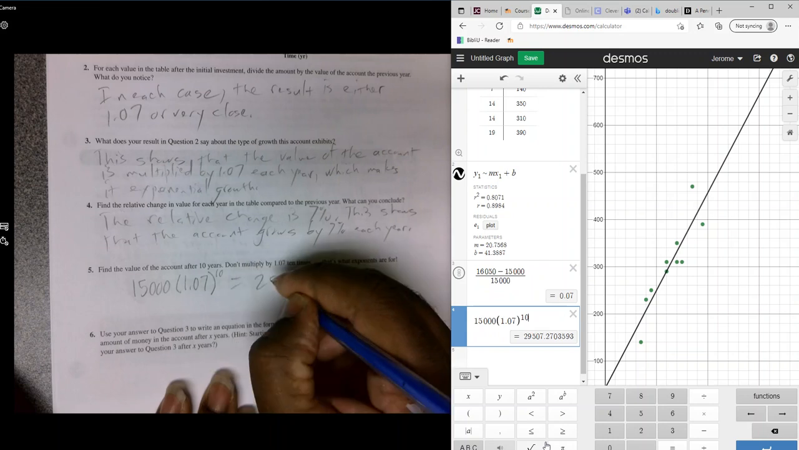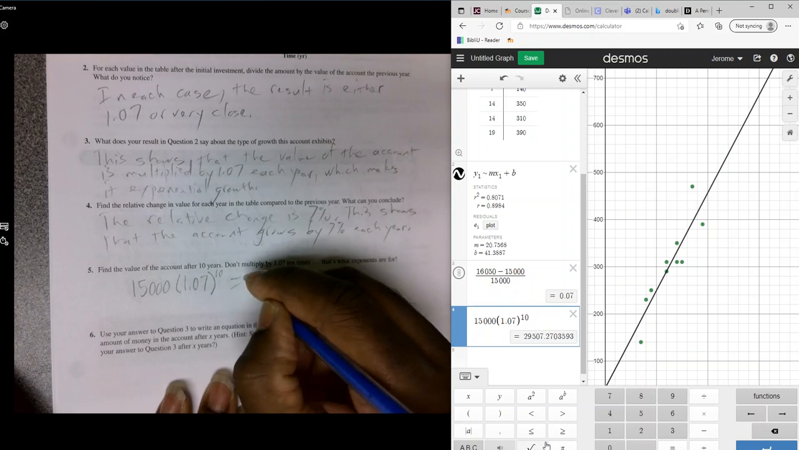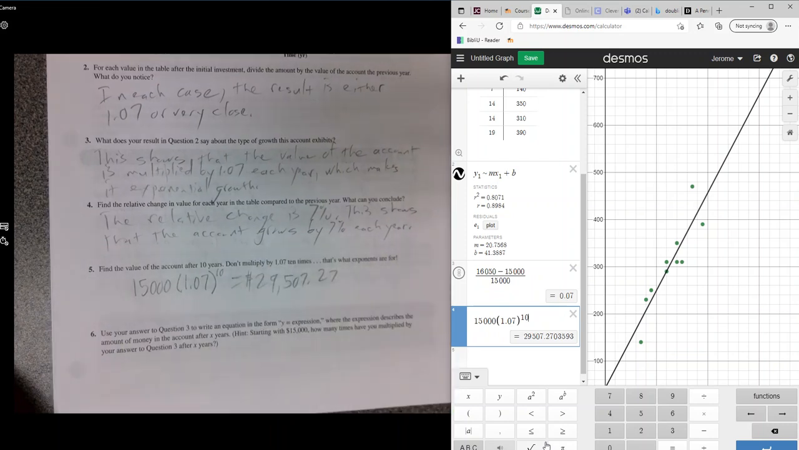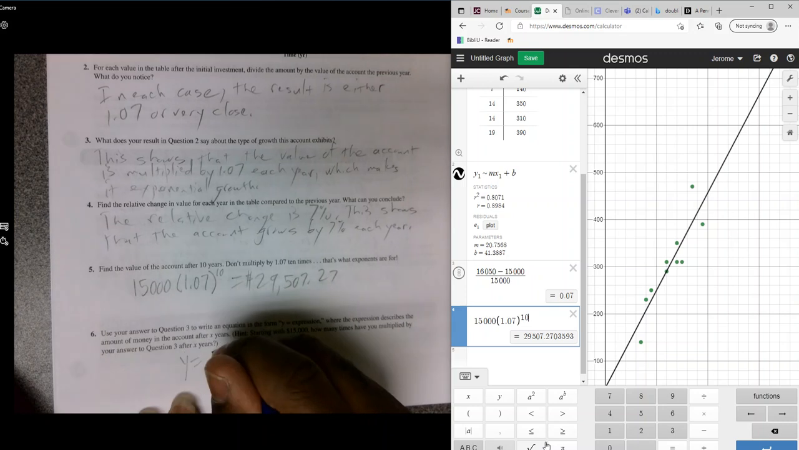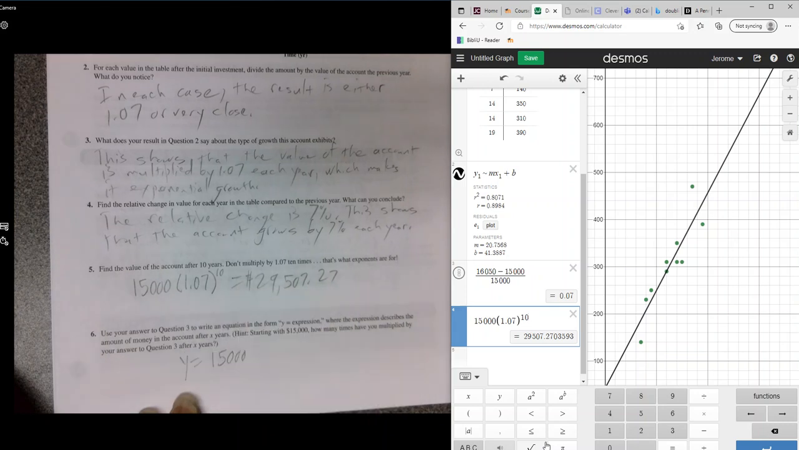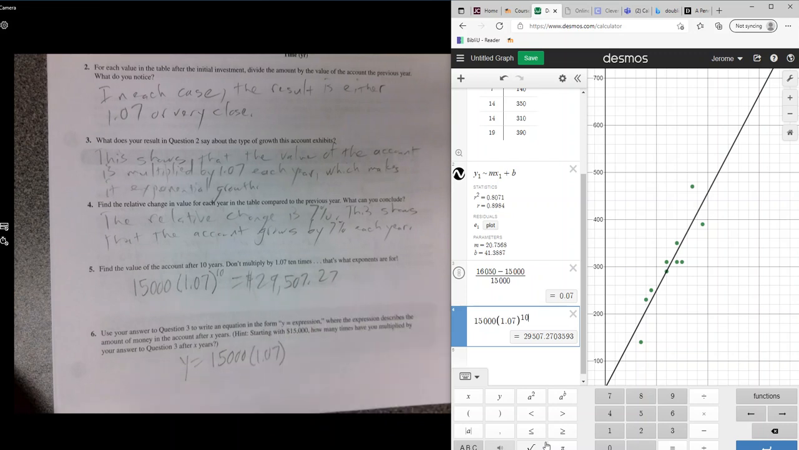Now, number 6, it says use your answer to question 3 to write an equation in the form y equals expression, where the expression describes the amount of money in the account after X years. Okay, so in this case, we start off with $15,000. That's what we started off with. We know we're multiplying it by 1.07 in order to get the value for each year. And then X will represent the amount of years. So this is our formula here.